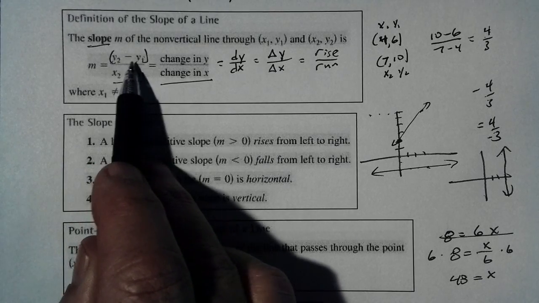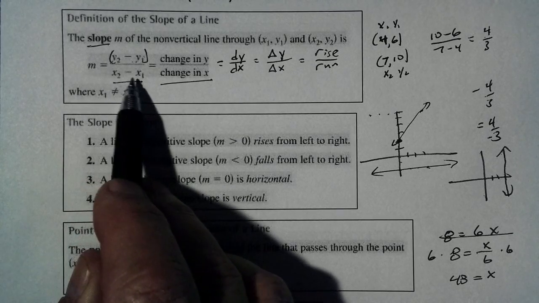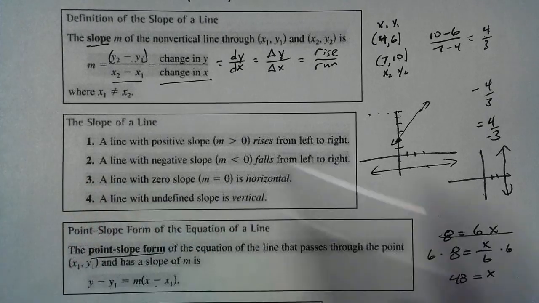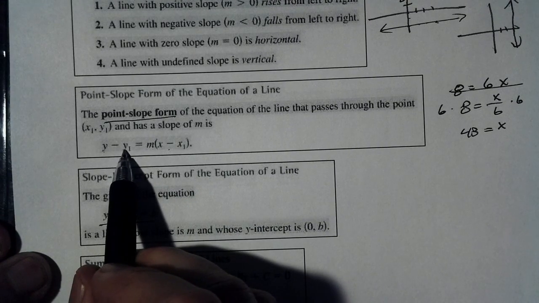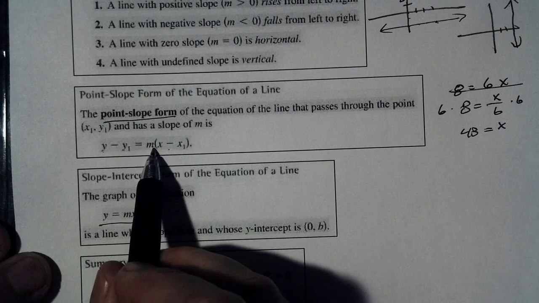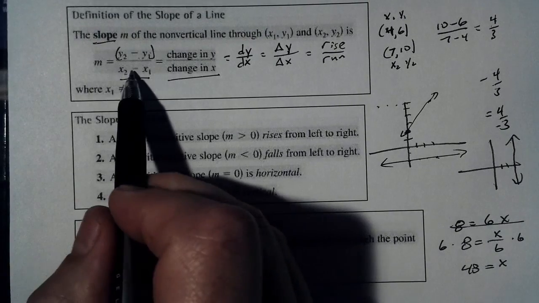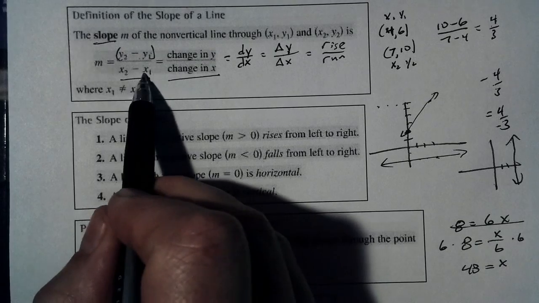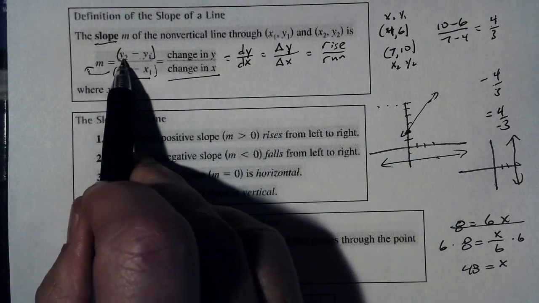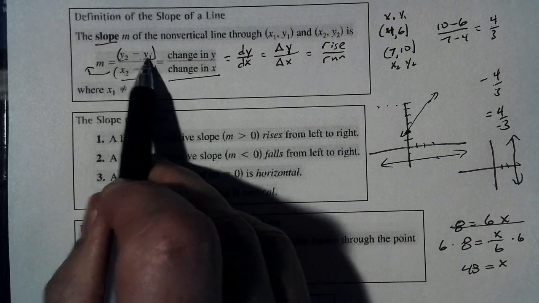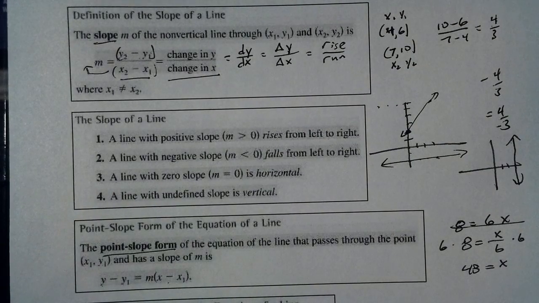And I would get y2 minus y1 equals m times x2 minus x1. And take a look what we have here. A y coordinate minus a y coordinate equals slope times an x coordinate minus an x coordinate. If I multiply by x2 minus x1, if this comes over here, I get a y coordinate minus a y coordinate equals slope times the x coordinate minus the x coordinate.